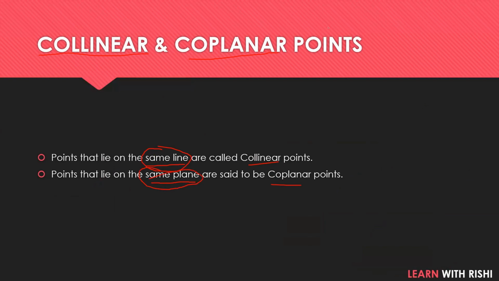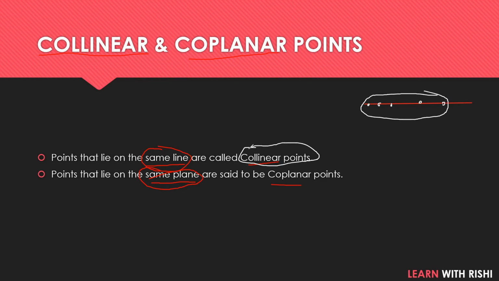Now, what is the difference between points lying on the same line and points lying on the same plane? When I say line, I am drawing one line here. This is my line, and there are many points which lie on this line. This is one point, second, third, and there are infinite points lying on this line. So all these points are collinear points.